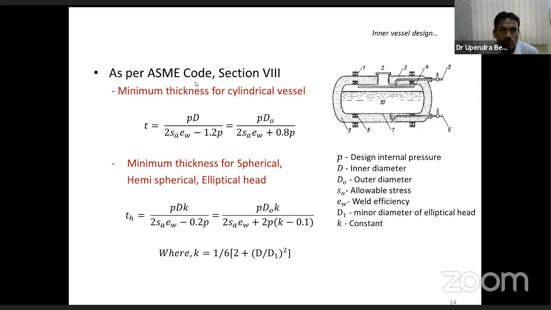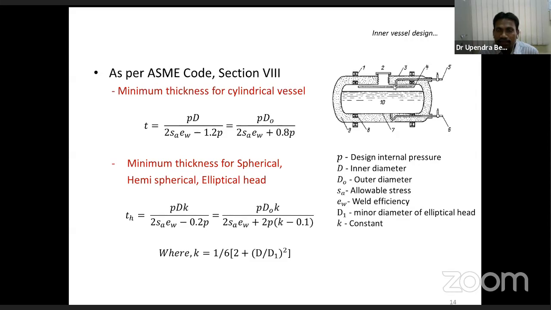As per the ASME code, the minimum thickness for cylindrical vessels, what you are seeing here, is given by T, that is the minimum thickness. That is P, the design internal pressure, times the inner diameter of the inner container, divided by 2 times the allowable stress multiplied by welding efficiency minus 1.2 times the design pressure. If you take it in terms of the outer diameter of the inner vessel, D0, which is equal to D plus 2T, then you end up with this equation: T equals P D0 divided by 2 S E plus 0.8 P.